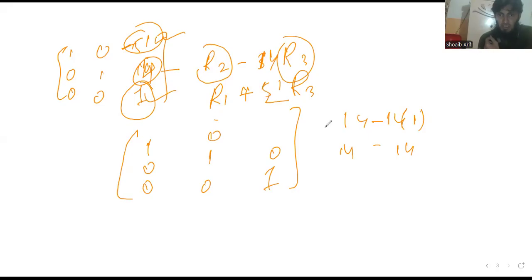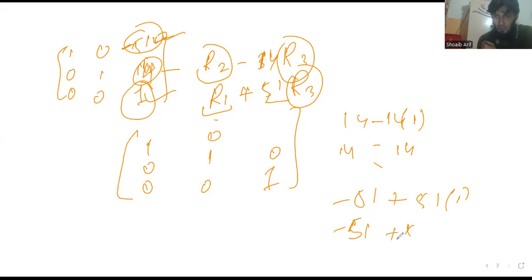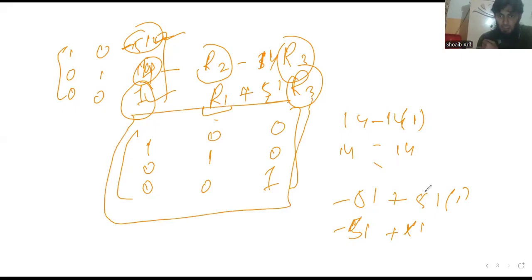So now let's check how we can zero this number. So R1, we will substitute minus 51, because in the place of R1 there is minus 51, plus then multiply 51, and in the place of R3 we will substitute 1, because with the help of 1 we will make 0 in the place of minus 51. So 51 ones are 51, minus 51 plus 51 and we will get 0. So this is the reduced echelon form of the given matrix.